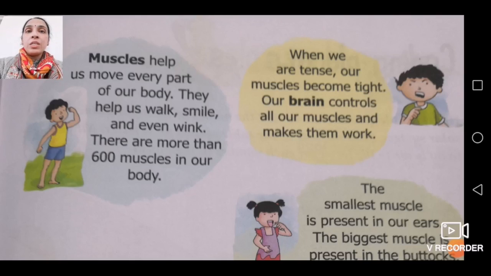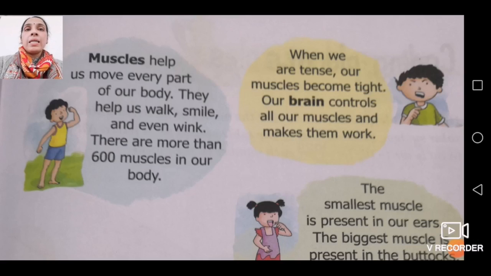You have seen many children showing this, just like the child is showing right now in the picture. Muscles help us to move every part of our body. They help us to walk, smile and even wink. There are more than 600 muscles in our body.